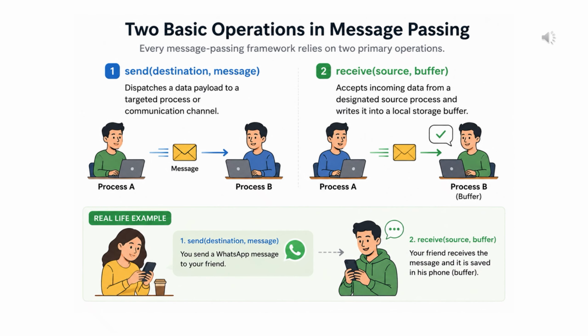Every message passing system is built around two basic operations. The first operation is send. The sender creates a message and transmits it to another process. The second operation is receive. The receiving process accepts the incoming message and stores it in its own memory.